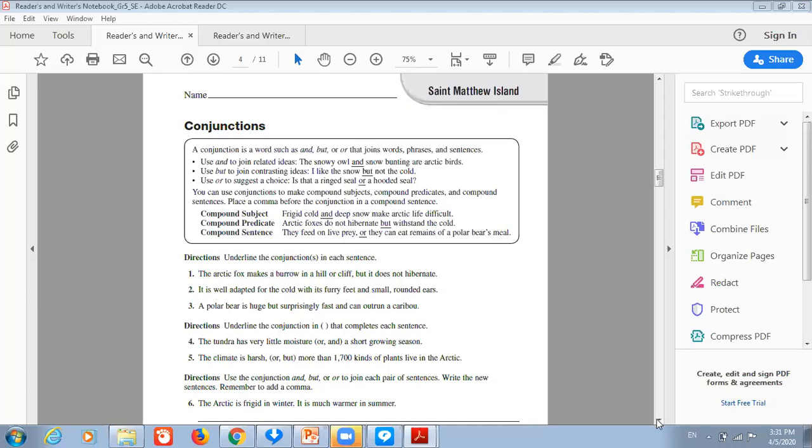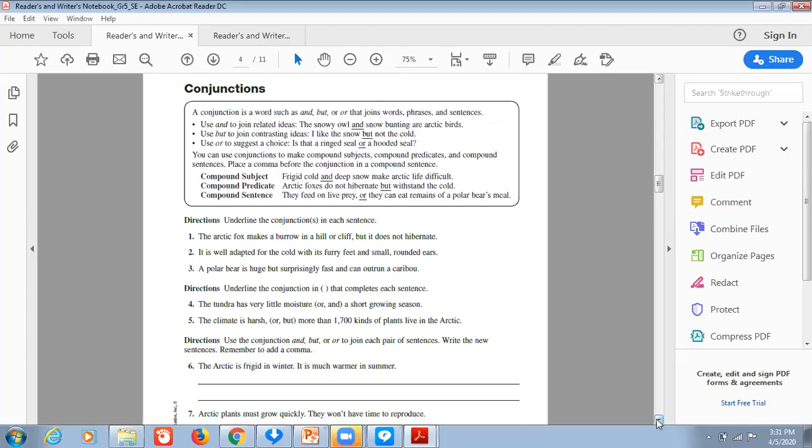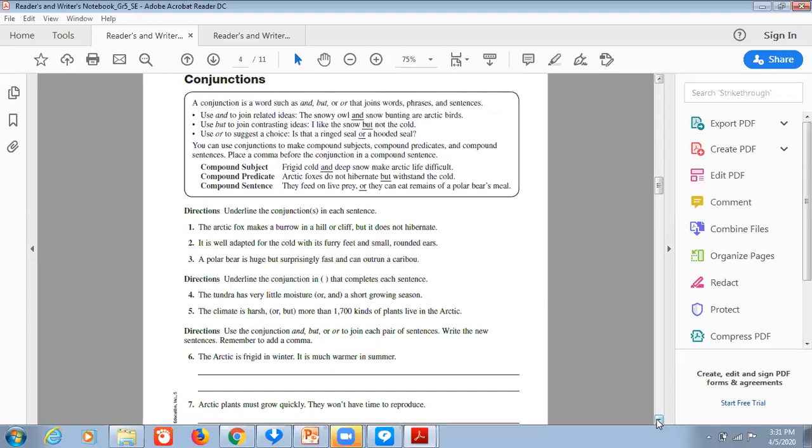For example, number 1 says, the Arctic fox makes a burrow in a hill or a cliff, but it does not hibernate. 2, it is well adapted for the cold with its furry feet and small rounded ears. 3, a polar bear is huge but surprisingly fast and can outrun a caribou.